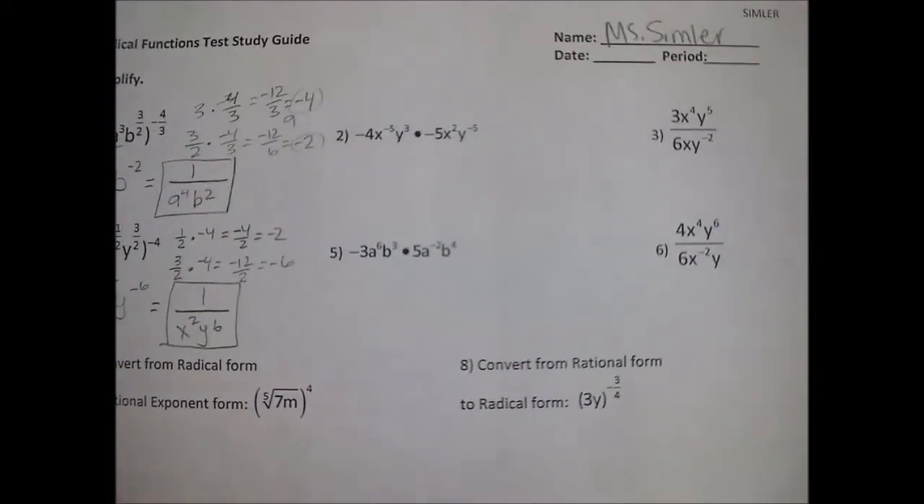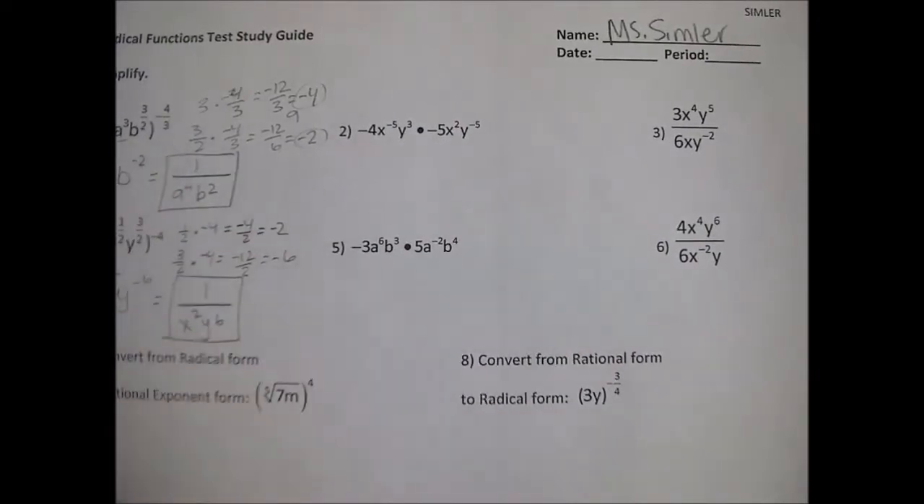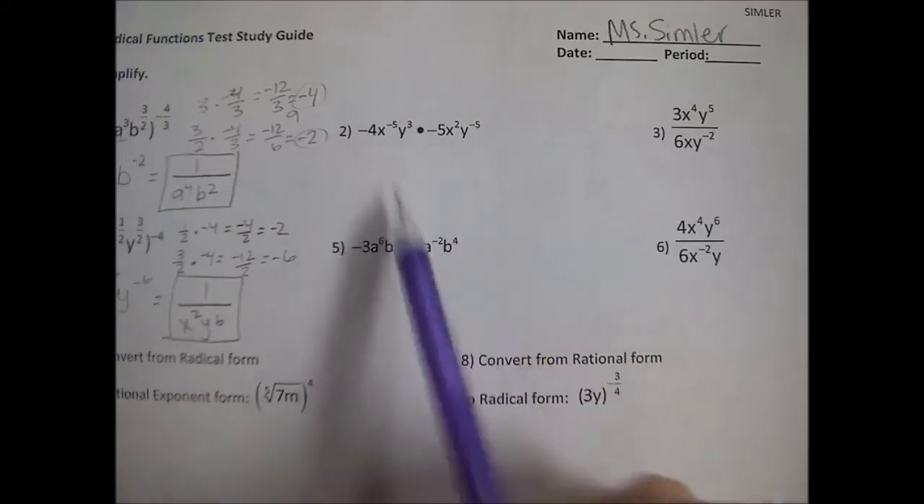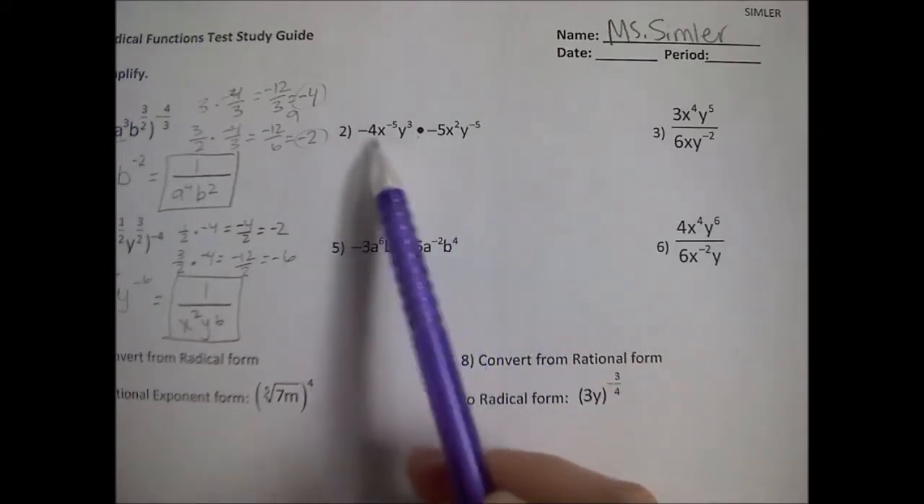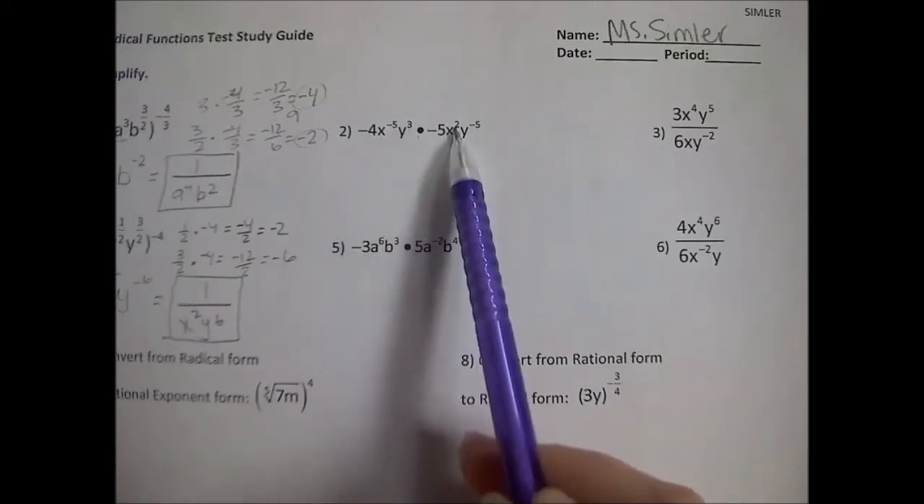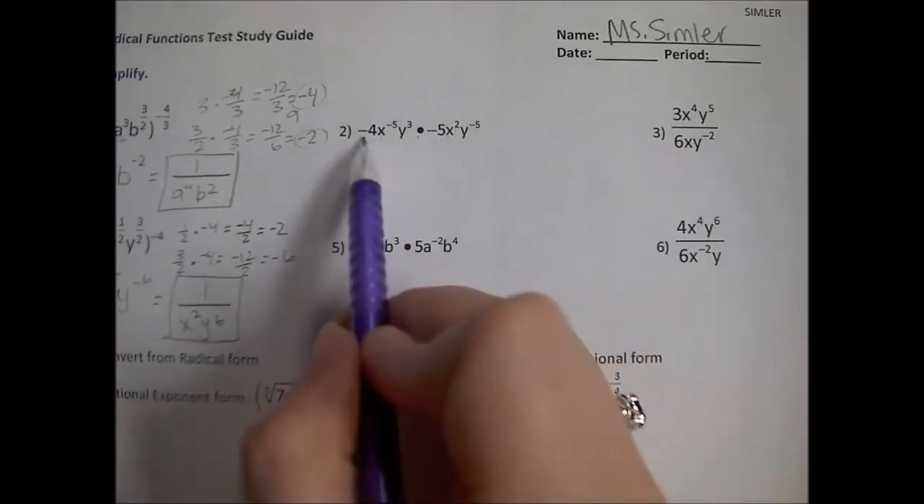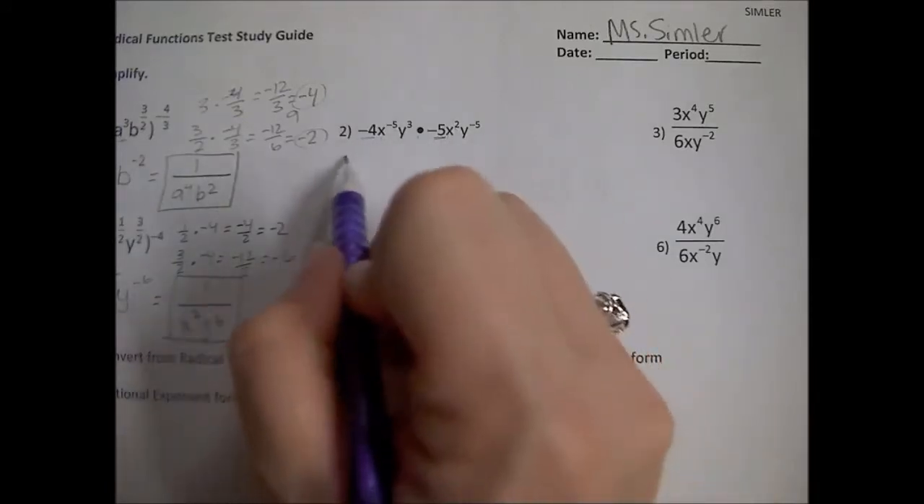All right. Moving on to problems like 2 and 5, they are dealing with the same property. So what happens here is, since we are multiplying, we're going to combine like terms. And my bases that are the same, like x and x, we're actually going to add their exponents together. Okay. So here I have my constant of negative 4 times negative 5. That's going to give me a positive 20.